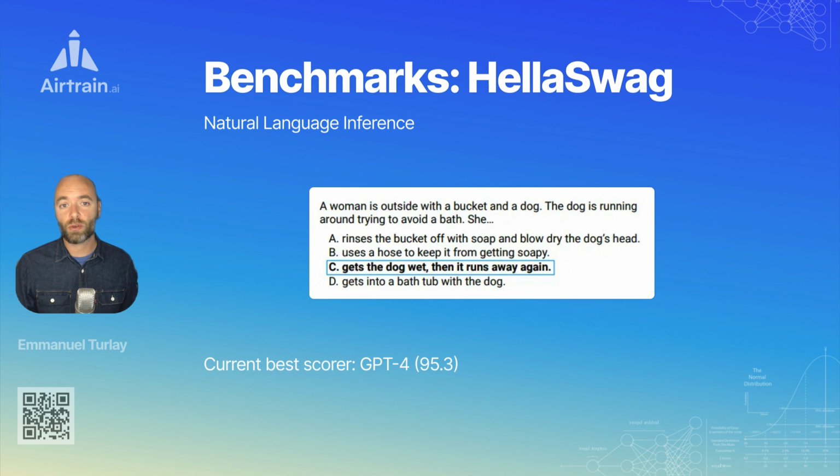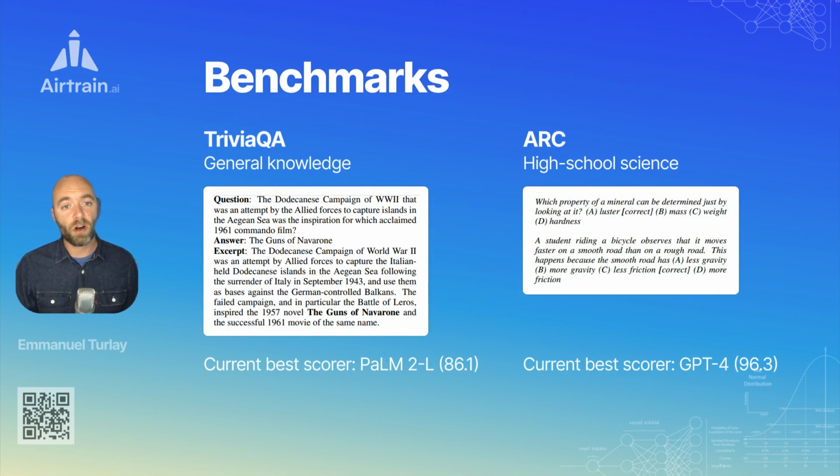HellaSwag measures natural language inference, which is the ability for a model to have common sense and find the most plausible end to a sentence. In this case, answer C is the most reasonable choice. There are other benchmarks such as TriviaQA, which asks almost 1 million trivia questions from Wikipedia and other sources and tests the knowledge of the model. Also, ARC tests models' ability to reason about high school level science questions. And there are dozens more benchmarks out there.